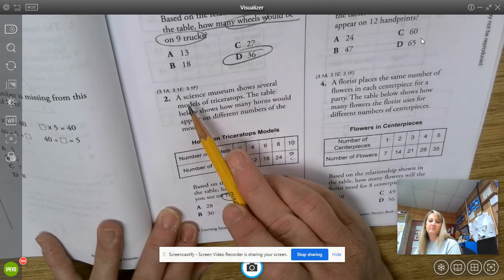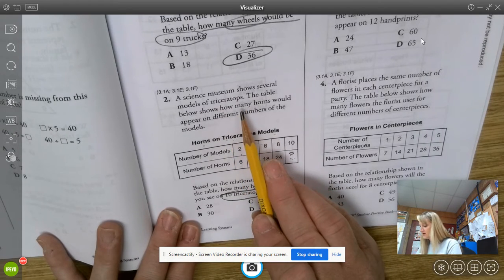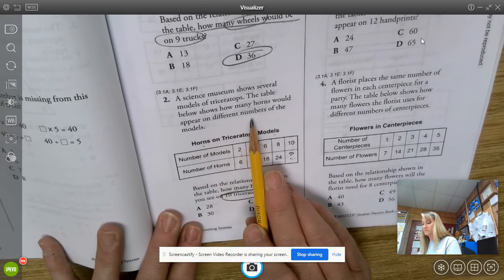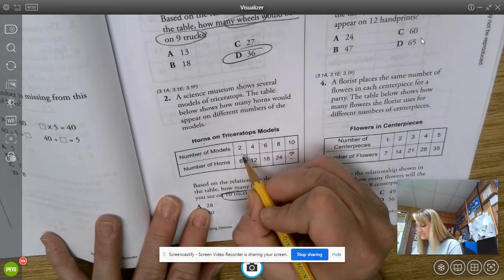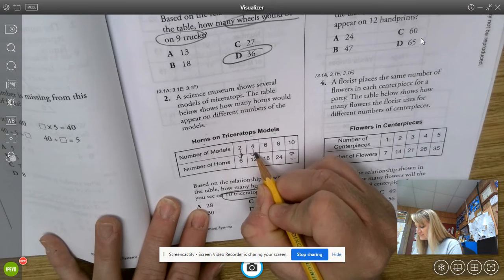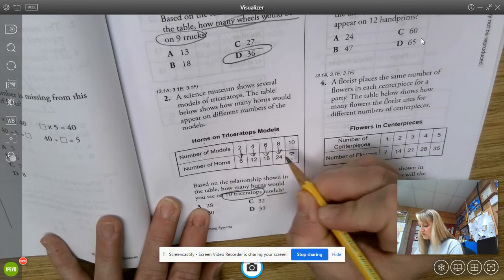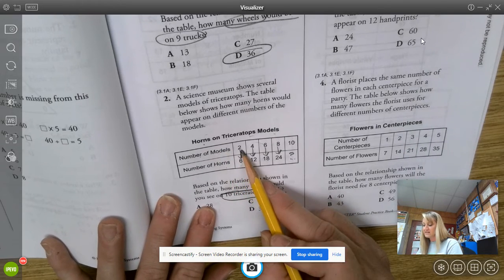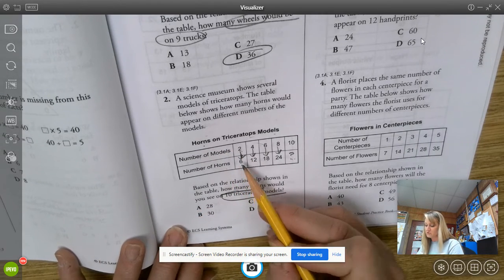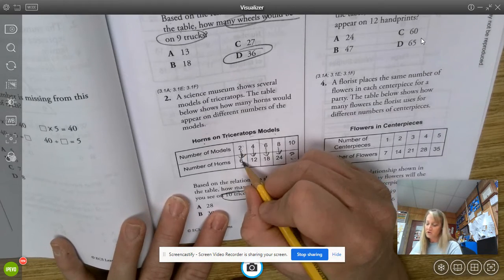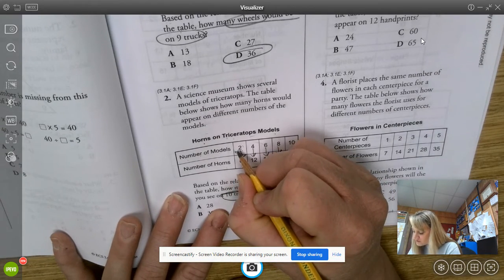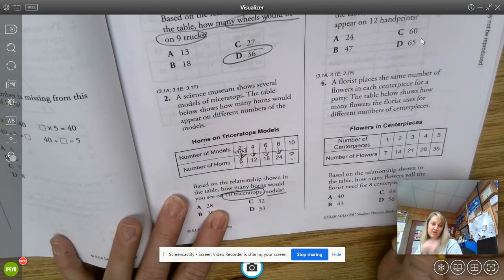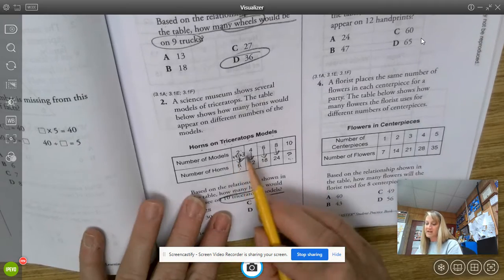A science museum shows several models of Triceratops, and the table below shows how many horns would appear on different numbers of models. So how do we go from 2 to 6, 4 to 12, 6 to 18, 8 to 24? What are we doing each time? So if there's 2 Triceratops, that has 6 horns. How did we get from 2 to 6? Well, we're going up in number. So you can either add 4 to get 6, or you can multiply 2 times 3 to get 6. Either one of those would work. But it has to be the same pattern for all.